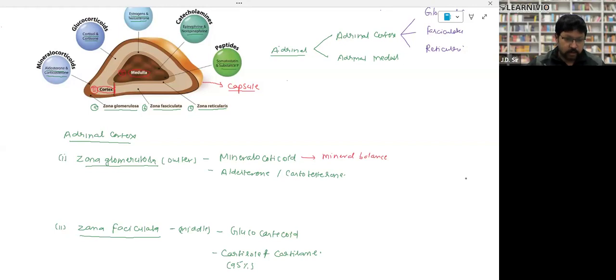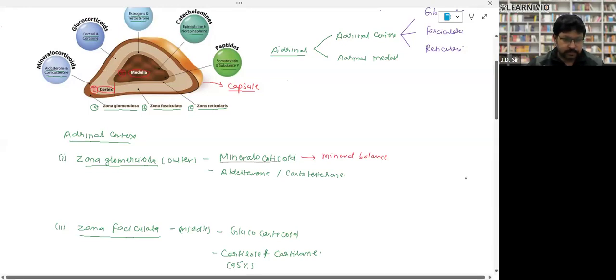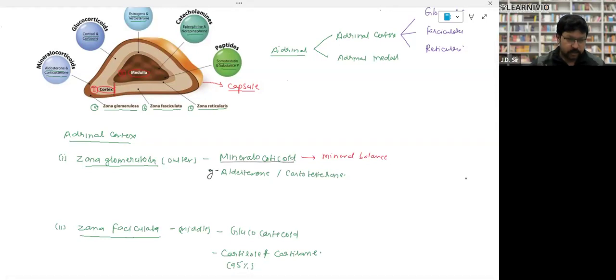Aldosterone and cortisone are mineralocorticoids.